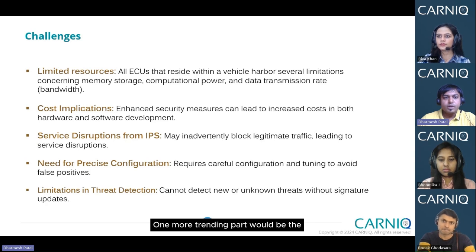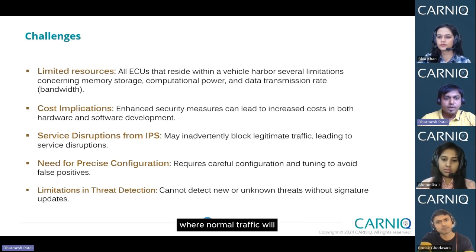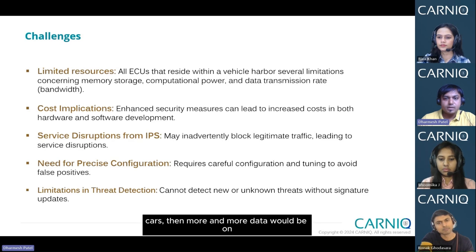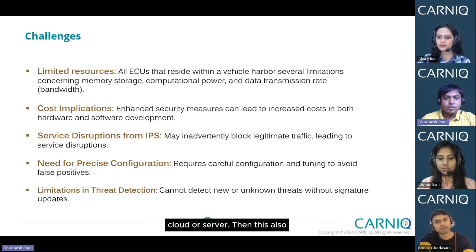One more trend would be cloud-based IPS solutions. Currently, cloud-based solutions are mostly seen on the internet, where normal traffic is monitored or prevented. But in the automotive domain, since the future is connected cars, more and more data will be on the cloud or server. So a cloud-based IPS solution is also something on the way. These are some of the future trends we would see in IPS technology.